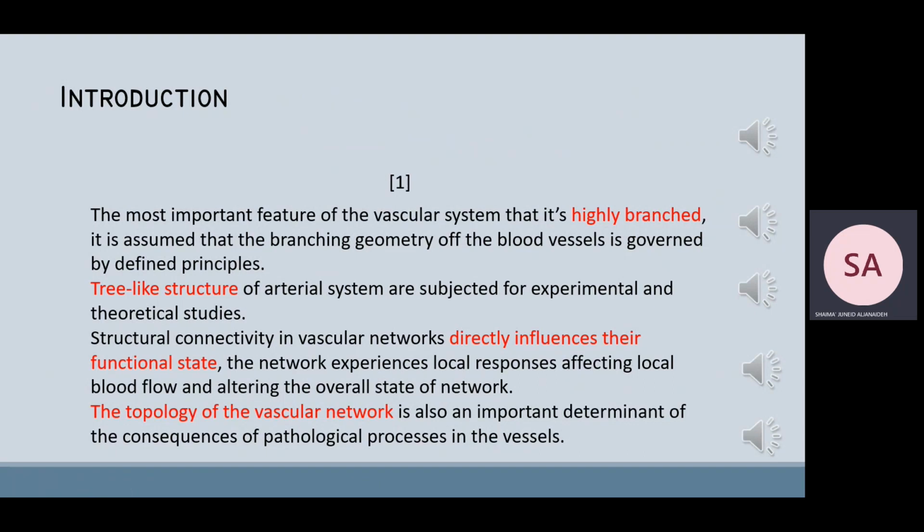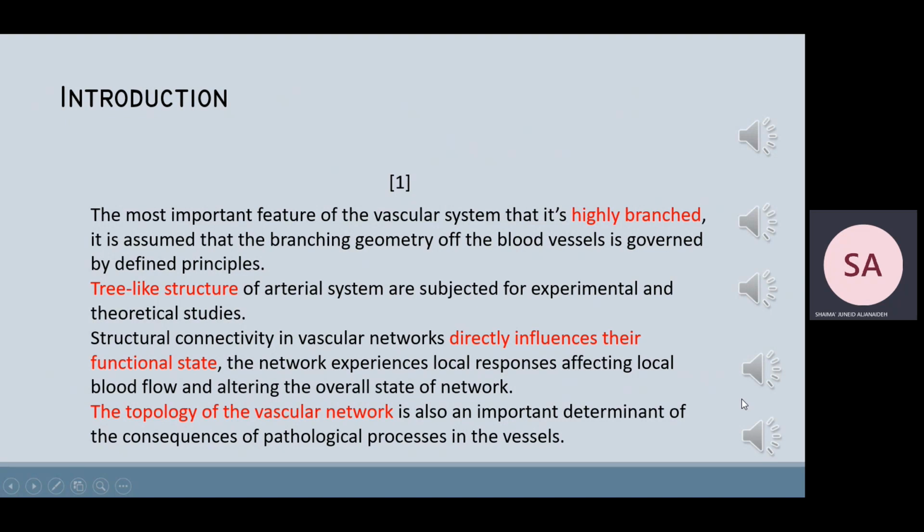The most important feature of the vascular system is that it's highly branched. It is assumed that the branching geometry of the blood vessels is conferred by defined principles. Tree-like structure of the arterial system is subjected to experimental and theoretical studies. Structural connectivity in vascular networks directly influences their functional state.